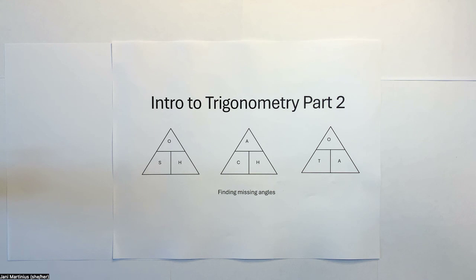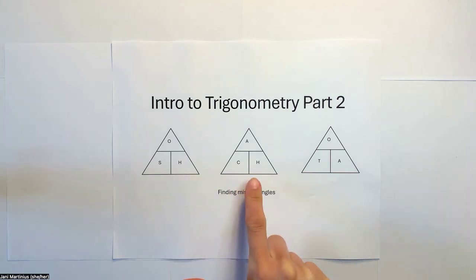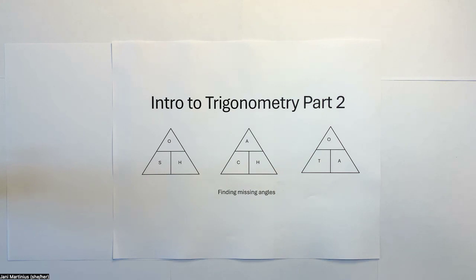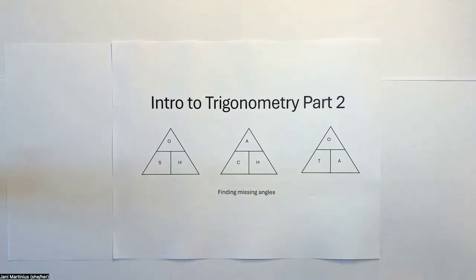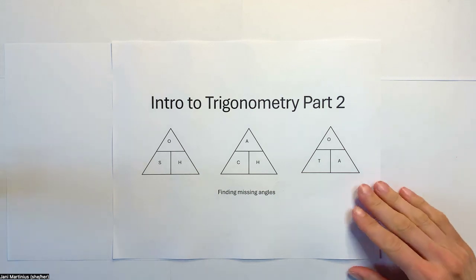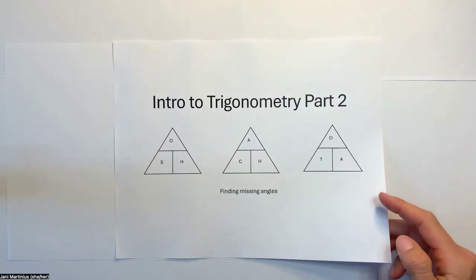So in Part 1, we learned all about SOHCAHTOA, how to draw the different triangles and why it's so important to have the visual. In Part 1, we dealt with having the angle given to us and one of the sides. And in this part, we're going to find out how to find the missing angle. So if two sides are given to us, how do we find the rest?